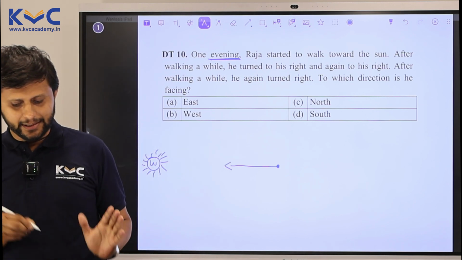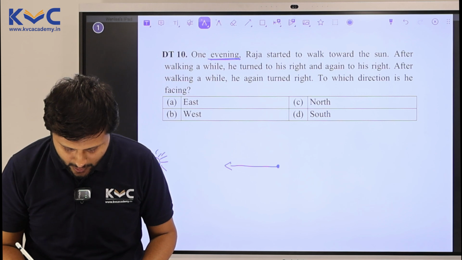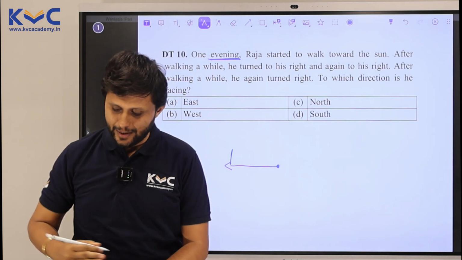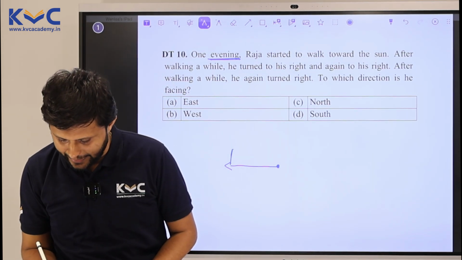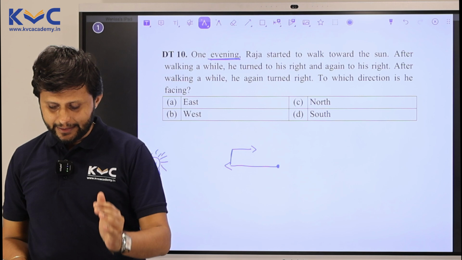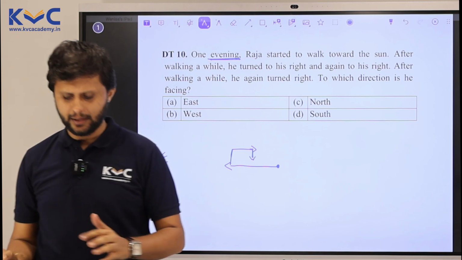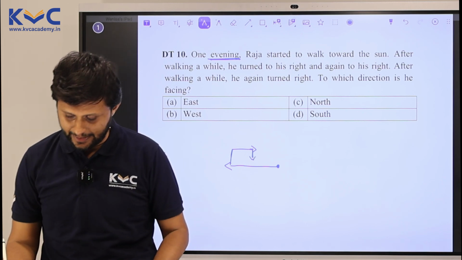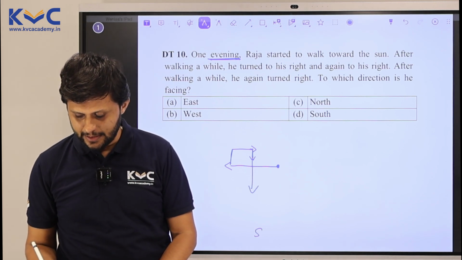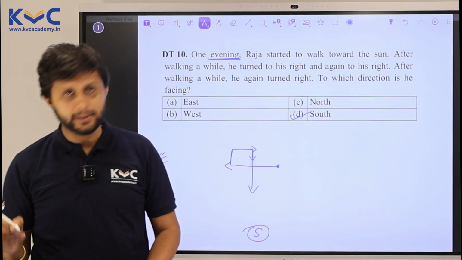After walking a while, he turned to his right side. So when he's walking towards west and then turns right side, he is now moving towards north. And again to his right. So once right, again right is definitely coming back. He is moving this direction. After a while, he turned right again. The measurements are not given. He turned right again. Which direction is he facing now? Here there is south. Do we have south? Yes, we do have south in option D. South is the right answer.